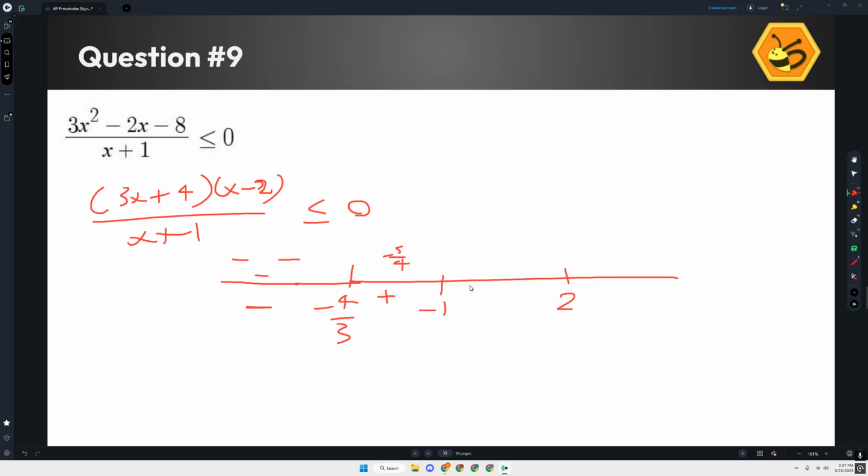Then you could test 0, which should be positive, negative, positive, which should make it negative. And then you could plug in 3, which should make it positive, positive, positive, which should be positive.